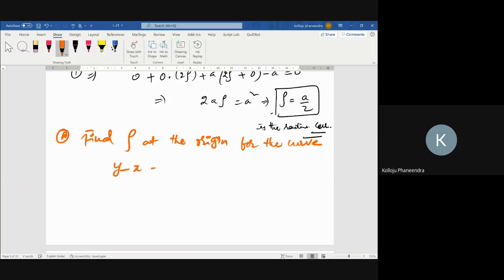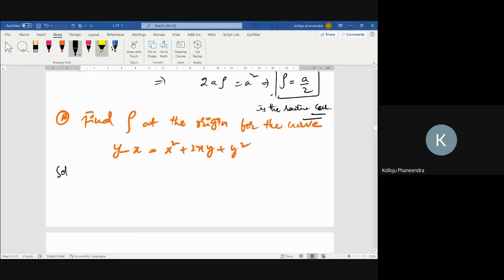y minus x equals x square plus 2xy plus y square. Solution. Now here, first we have to find the tangent at the origin by equating the lowest degree terms to 0.